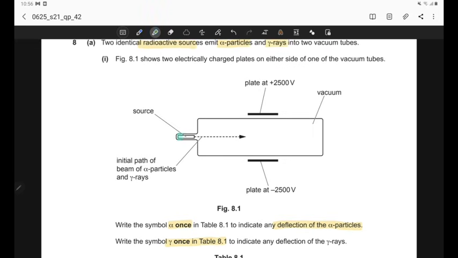So here we have a radioactive source, which emits both alpha particles and gamma rays, and we need to check what will happen to these particles when they are passing through the vacuum tube. There are two electrically charged plates kept at the top and bottom. One is positively charged and another one is negatively charged. So how will it affect the deviation of alpha and gamma? This is what we need to know.